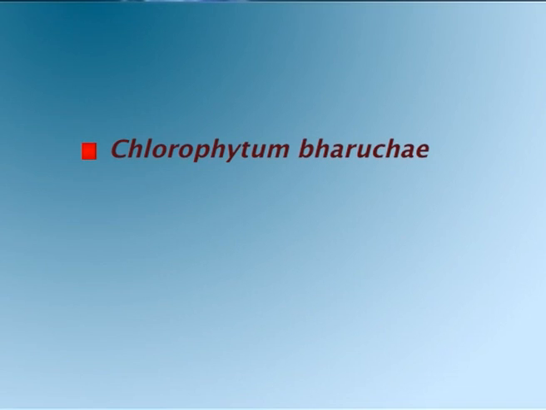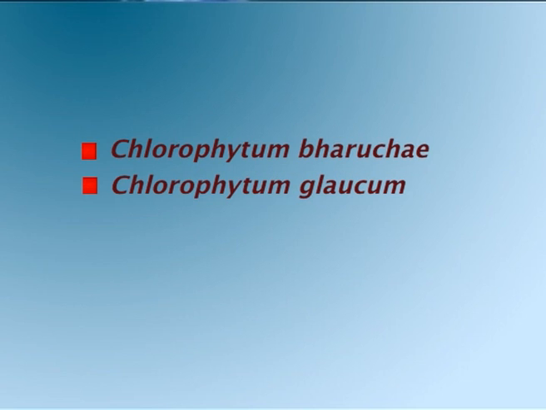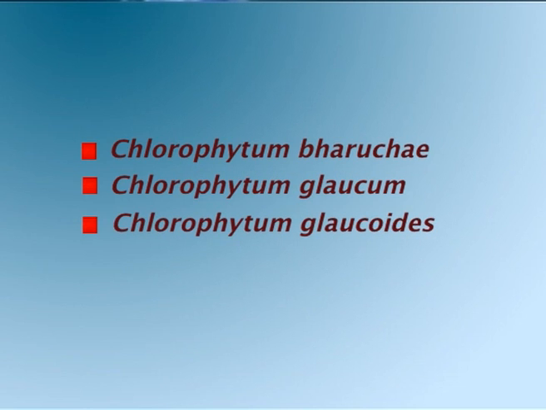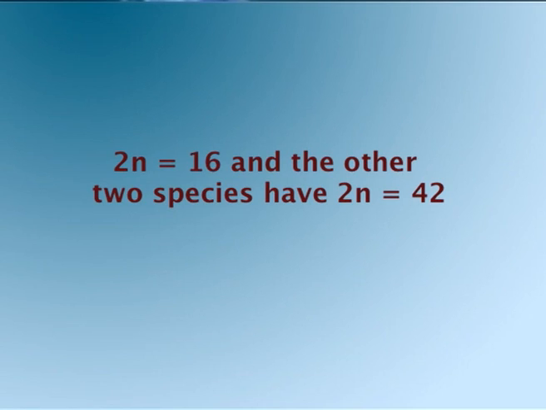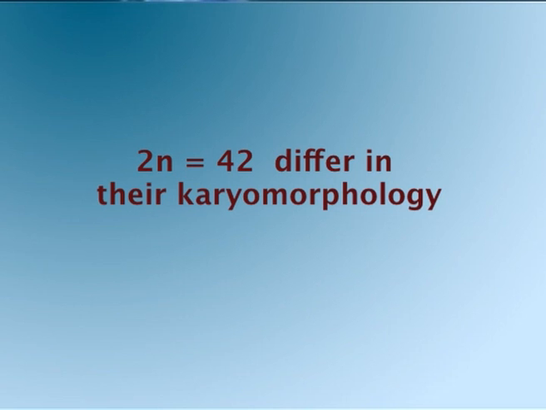Three species of Chlorophytum, that is Chlorophytum comosum, Chlorophytum glaucum and Chlorophytum glaucoides, are very similar to each other morphologically, and therefore it is difficult to identify them easily. Cytological investigations revealed that Chlorophytum barochi has 2n=16 and the other 2 species have 2n=42. The 2 species with 2n=42 differ in their karyomorphology.